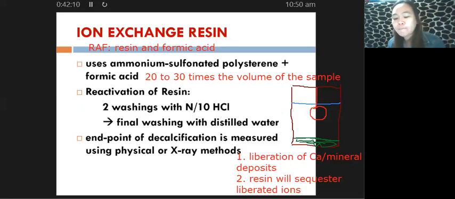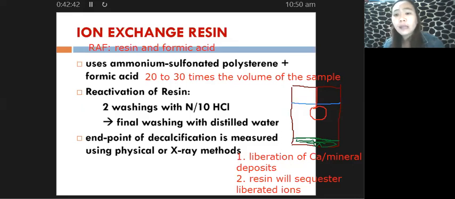All right, so other advantages of your RAF: cellular detail is well preserved, and of course, the decalcification is faster. This is in comparison with the use of your formic acid only. So the decalcification process is faster.